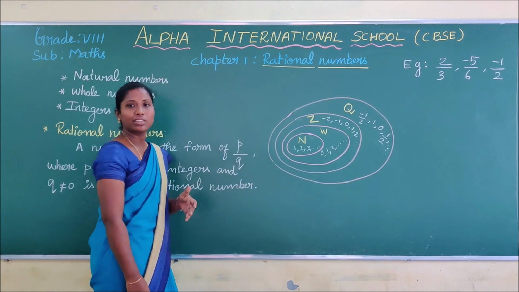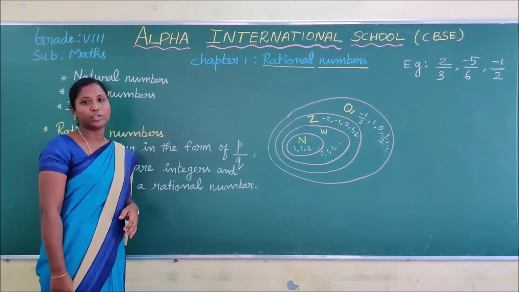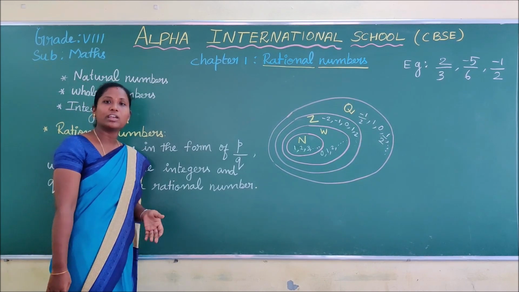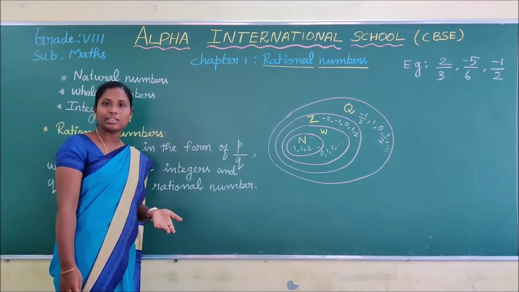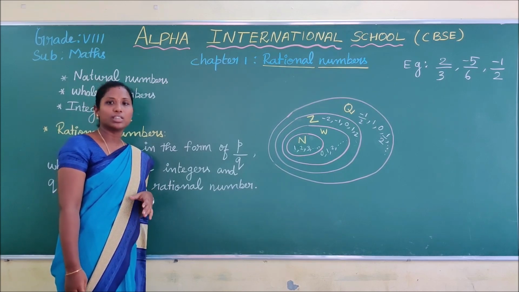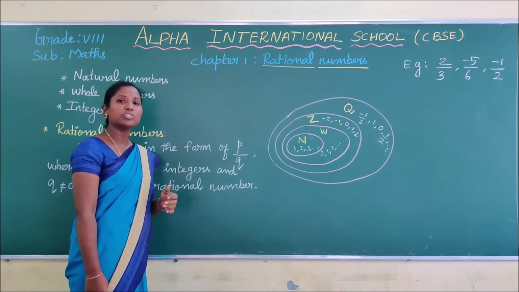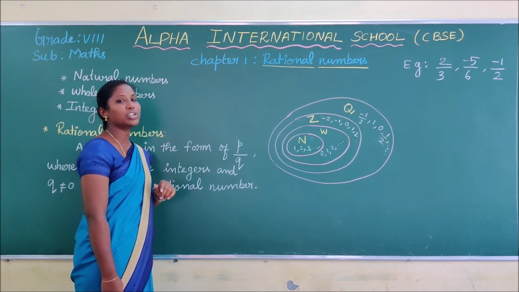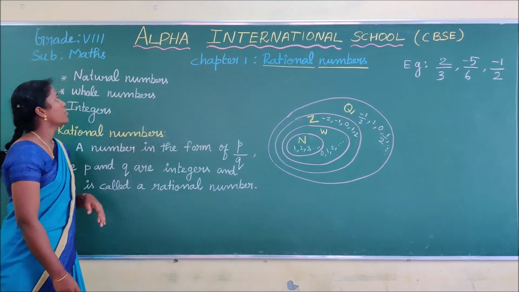We are familiar with numbers because in our earlier classes we have studied many types of numbers. Also, in our day-to-day life, we use numbers to count objects and to calculate time. For everything, we are using numbers. Before seeing rational numbers, we are first going to recall some types of numbers.